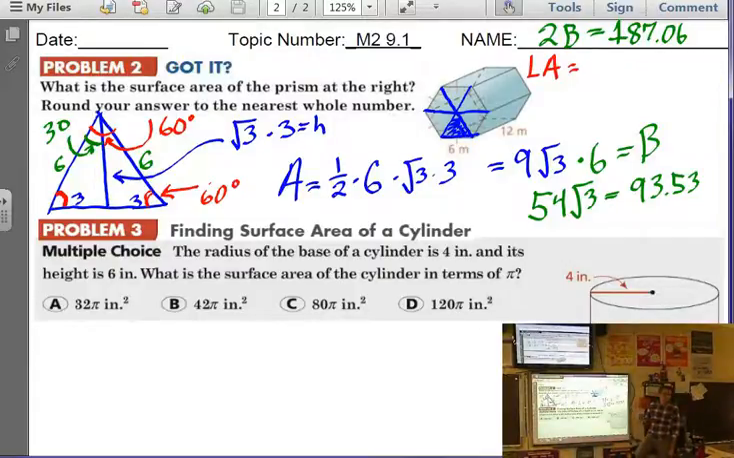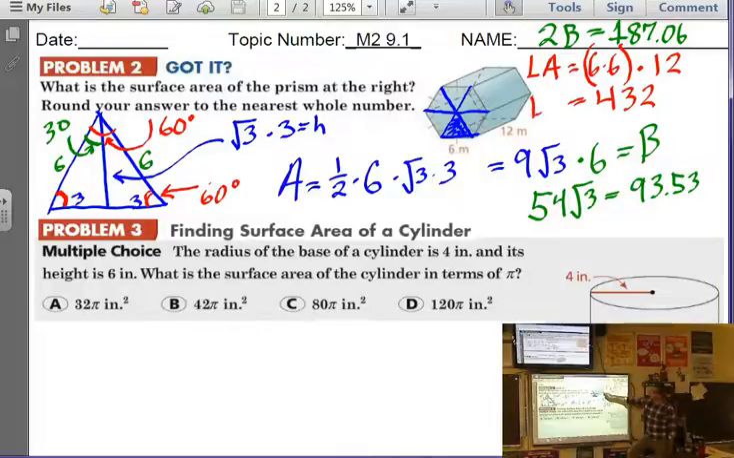My perimeter is 36, because it's 6 times 6, for my perimeter times the distance between the bases. So we get 36 times 12, which is 432. 432 for my lateral area.